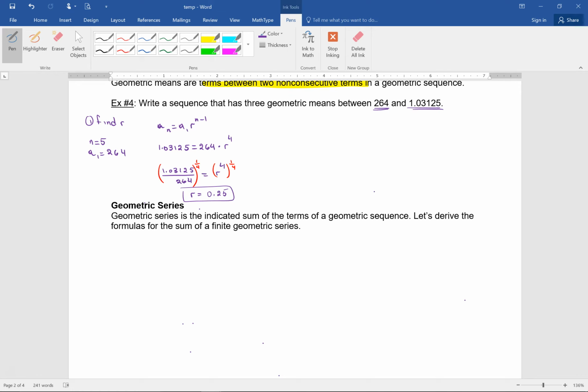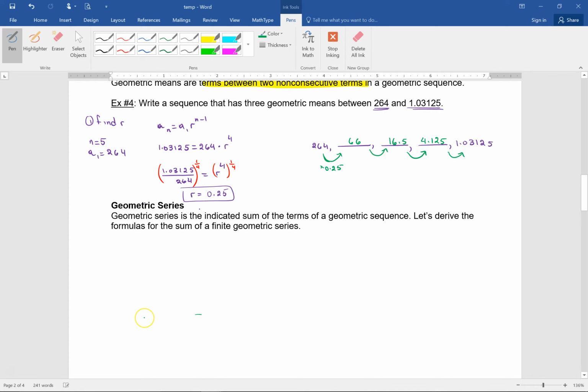So now, what's our sequence going to look like? We have 264 and 3 terms in between. We just keep multiplying by 0.25. So we multiply once by 0.25 and we get 66. You do it again and you get 4.125. And just to check, do it again and see if you get that number. Do you? You absolutely do.